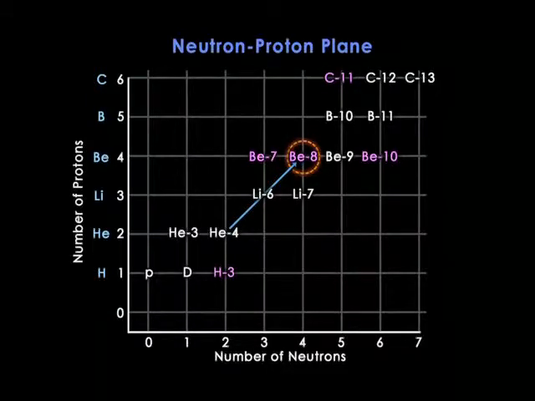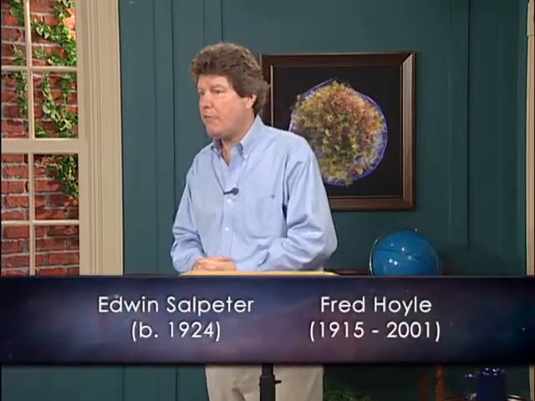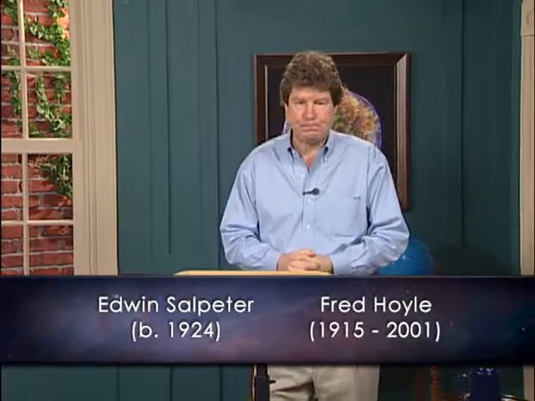But this is an exceedingly unstable nucleus. It lives for just 10 to the minus 16 seconds before breaking apart back into 2 helium-4 nuclei. So that reaction is also blocked. Now, what actually happens is rather remarkable and was first figured out by Ed Salpeter and Fred Hoyle in the early 1950s. Nothing can happen until the helium core of a star crushes down to reach a density of many kilograms per cubic centimetre and almost 100 million degrees.